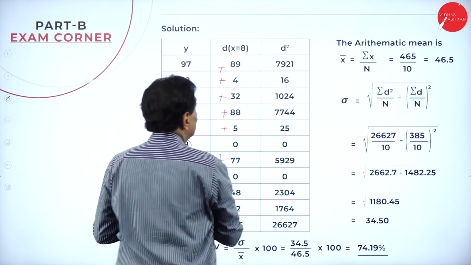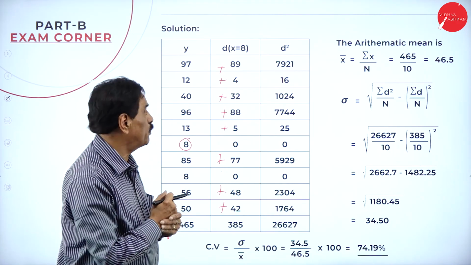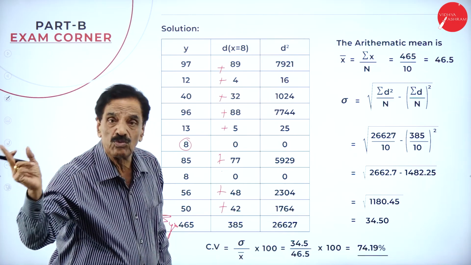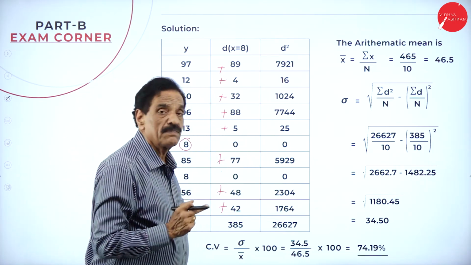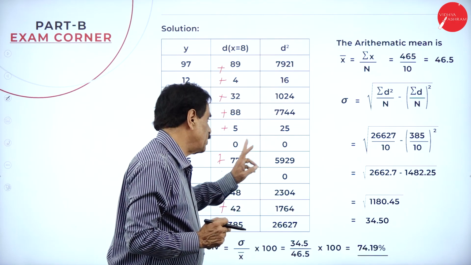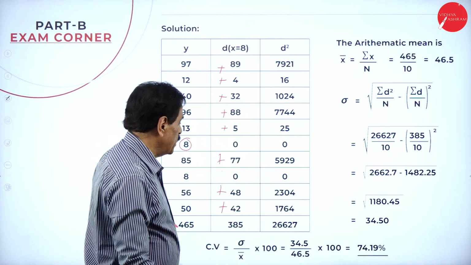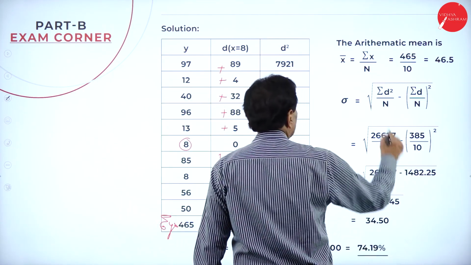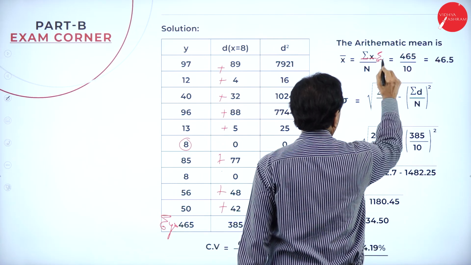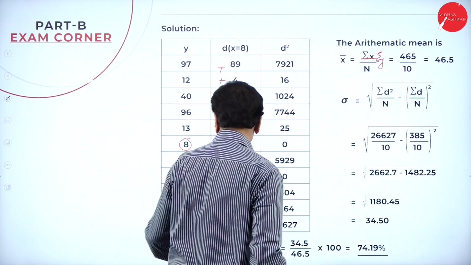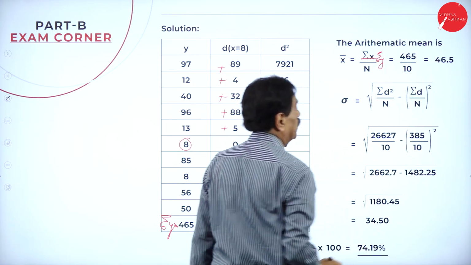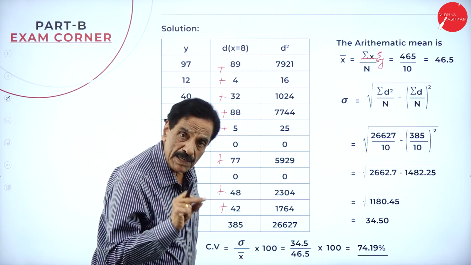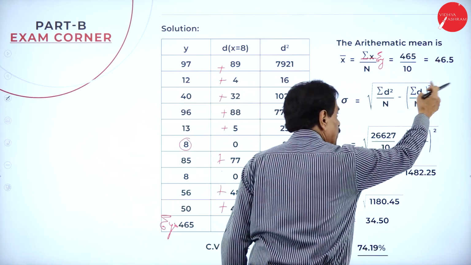Square of these numbers: 89 square is 7921, 4 square is 16, 32 square is 1024, 88 square is 7744, 5 square is 25, 0. Once you add these numbers, it will come to 26,627. Apply mean is equal to sigma y divided by n. 465 divided by 10 is 46.5. Then standard deviation is root of sigma d square divided by n minus sigma d divided by n whole square.